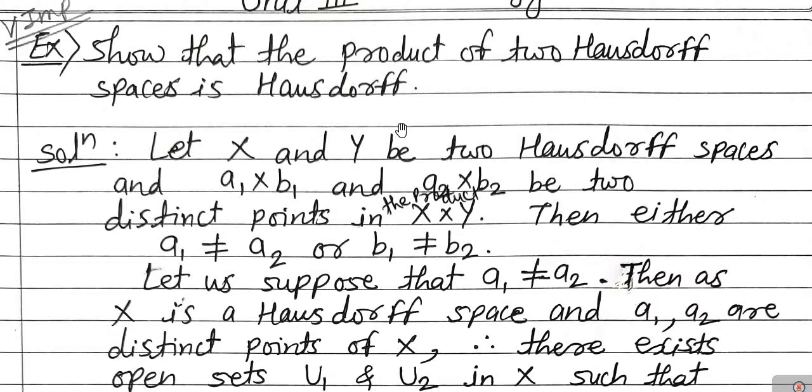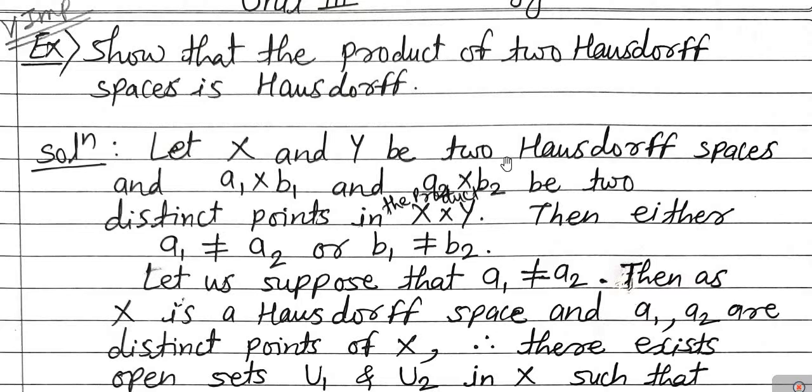To show that the product of two Hausdorff spaces is Hausdorff, we have to consider first of all two Hausdorff spaces, and then we have to show that the product is again a Hausdorff space. To show that the product is also a Hausdorff space, we have to consider two distinct points from the product, and we have to show that their neighborhoods are disjoint. So we will solve this one.